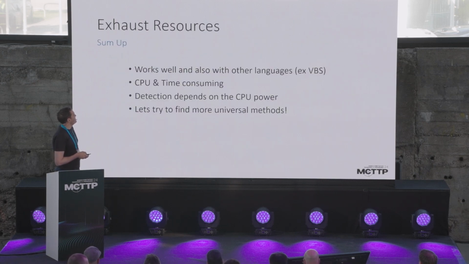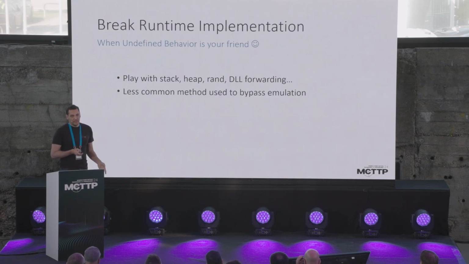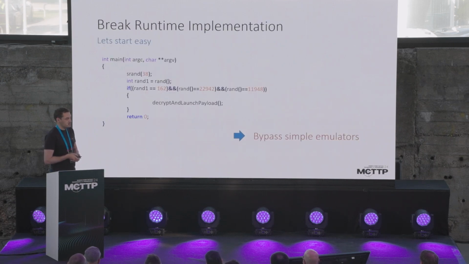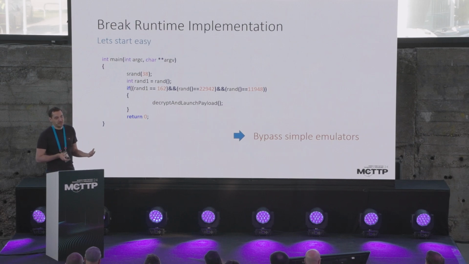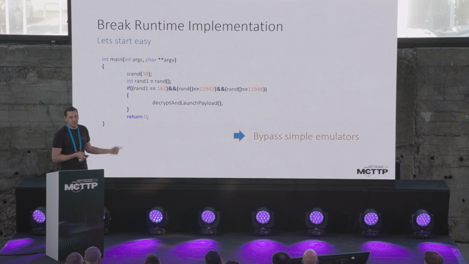So as I said, exhausting resources is quite easy. It works also with other languages, but the detection depends on CPU power. So let's try to attack the runtime implementation. First example: I attack the random generator. Normally, if you create a seed of 38, you would always have the same numbers as the first 3 generated numbers. So you can check if those are the first 3 generated numbers, and if not, that means you are inside an antivirus which wrongly implemented the rand function. This bypasses some emulators, but the good ones know how to implement this correctly.